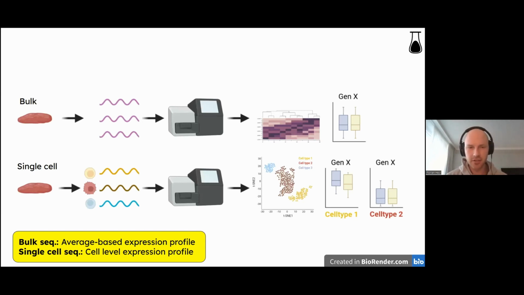So you take each individual cell, you lyse it, you get the RNA, you sequence the RNA, and based on that, you get an expression profile for each individual cell. And then later on, which I will talk about, you can, as you can see here in the plot, cluster each cell and also visualize. And based on these clusters, you can assign, for example, different cell types.